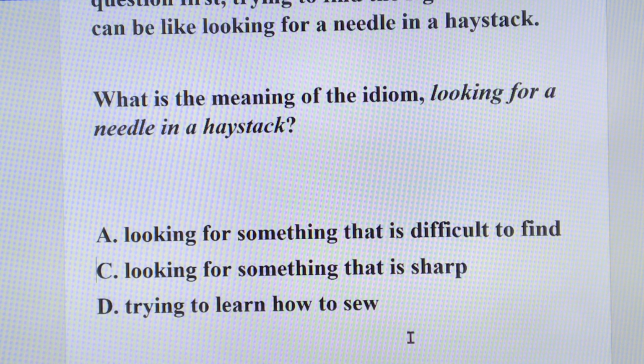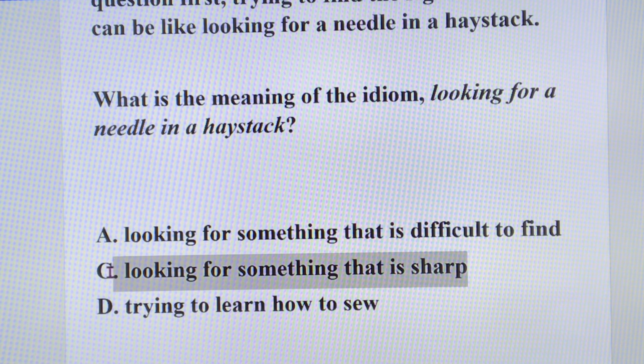Choice C says looking for something that is sharp. This answer is looking at the idiom in a way that is literal, because a needle is literally sharp. We don't want to look at idioms in a literal way. We want to look at them in a figurative way. And so for that reason, I am going to go ahead and eliminate choice C.